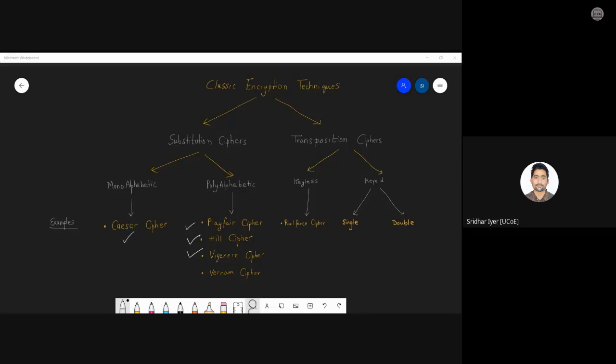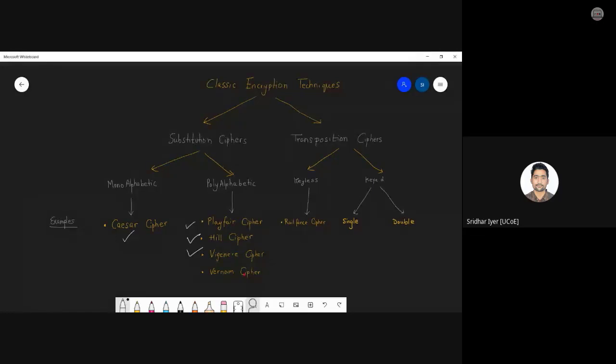Same thing. But in the case of substitution, as we have seen in all these ciphers so far, Caesar, Playfair, Hill, Vigenere, Vernam, we had replaced the character with some other character. But in the case of the ciphers we are going to learn now, that is the rail fence cipher, the single transposition and double transposition, the characters are jumbled up using the same alphabets of the plain text. We are not going to add anything else apart from the characters already present.